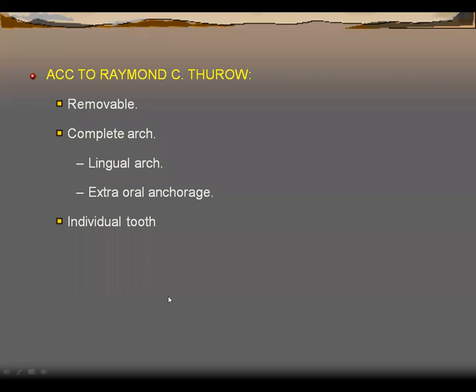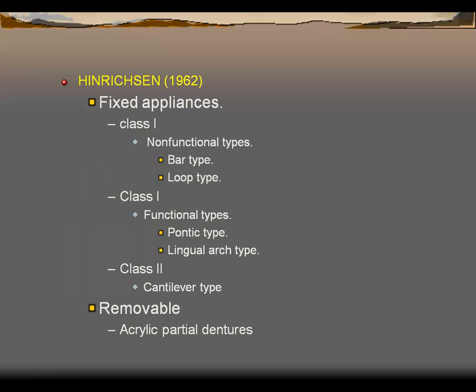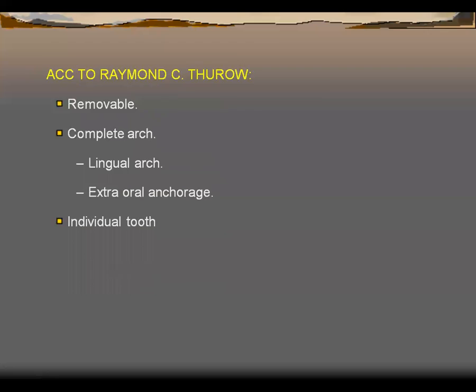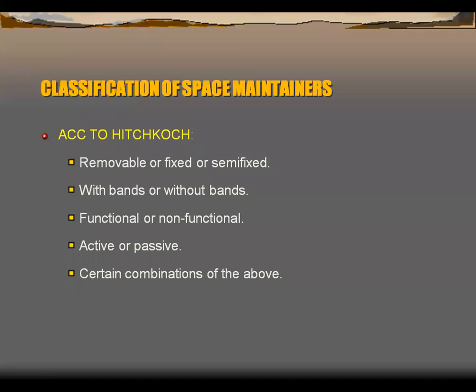So the second classification is given by Raymond C. Thurow, and the third classification is given by Hendrickson. So in the next lecture we will see all these classifications in detail. Okay. Till then, see you people. See you in the next lecture.